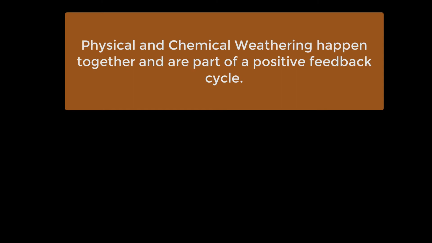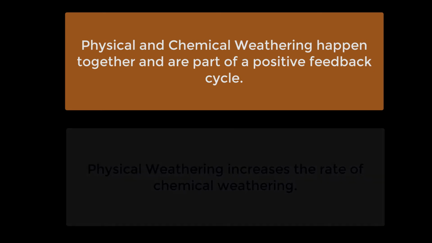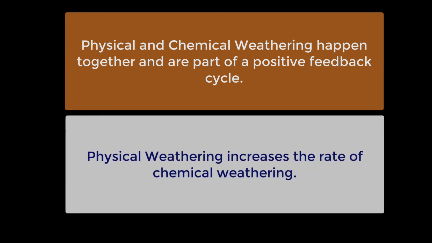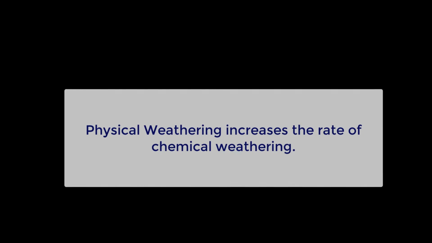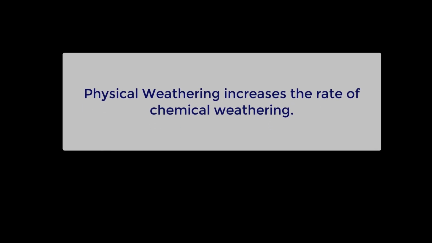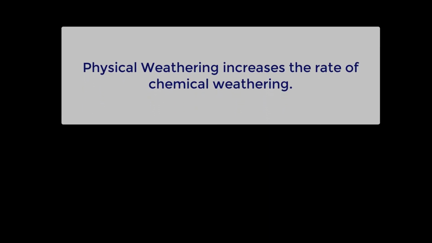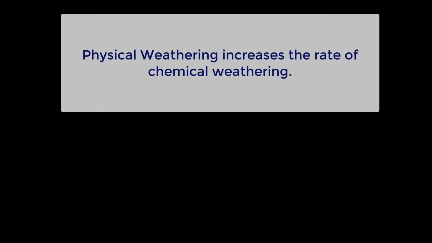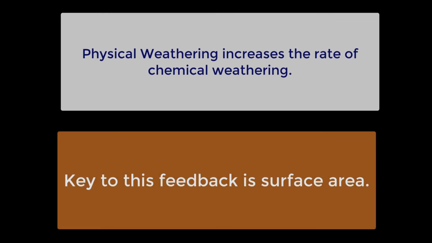As I mentioned earlier, physical and chemical weathering happen together on the same rock at the same time. Although we separate these processes mostly to teach them, these processes interact and are part of a positive feedback cycle. In general, the more physical weathering a rock undergoes, the faster the chemical weathering processes will be. So let's dive into that relationship before we talk about chemical weathering.